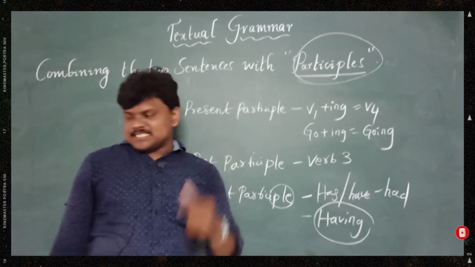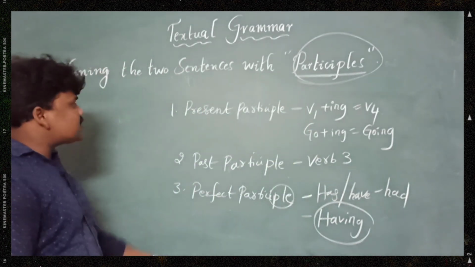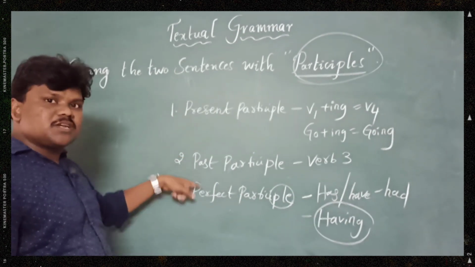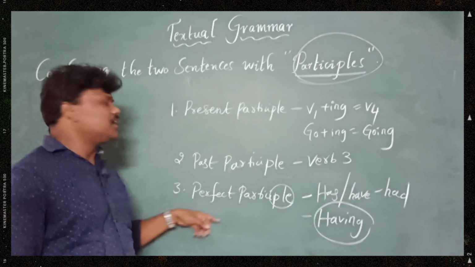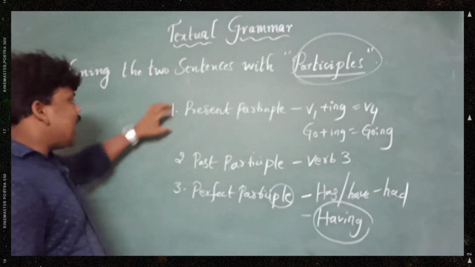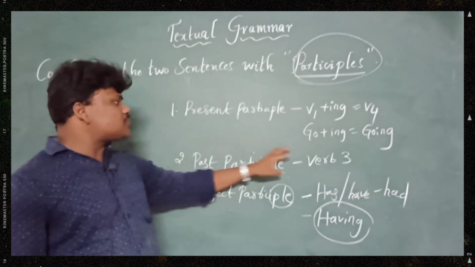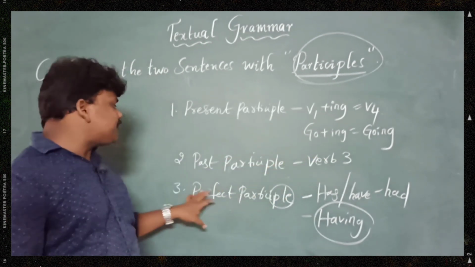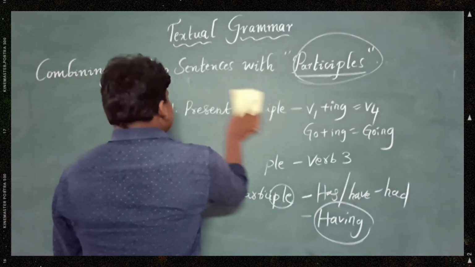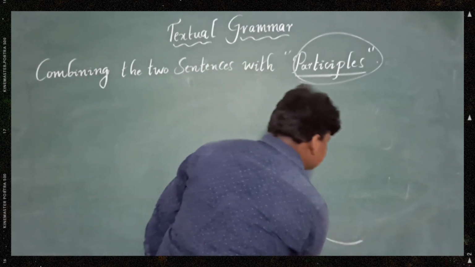Well, yes. Let's get into the practice examples. Let me remind you once, there are three types of participles. Present participle, past participle, perfect participle. Don't forget, Nana. Present participle, past participle, perfect participle. Three participles are there. How can we identify present participle? With ing form. How can we identify past participle? With V3 form. How can we identify perfect participle? With having. Well, yes. And let's get into how we need to combine the two sentences with the present participle.